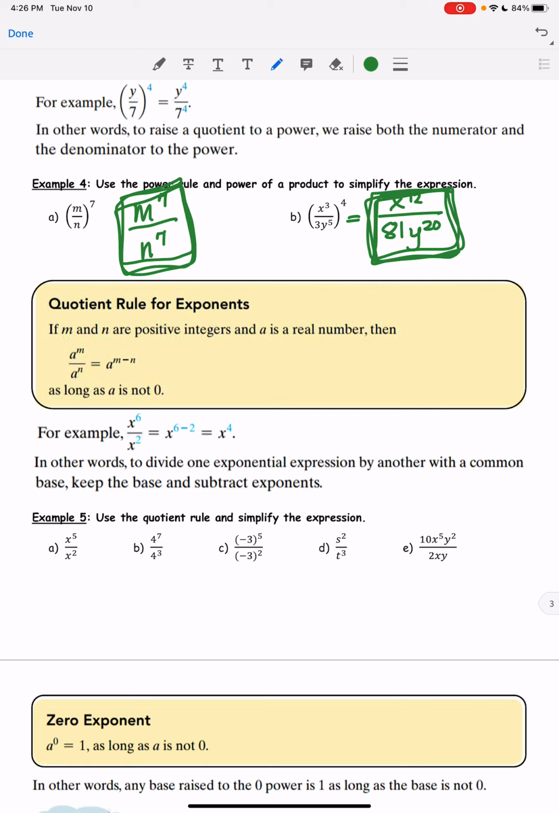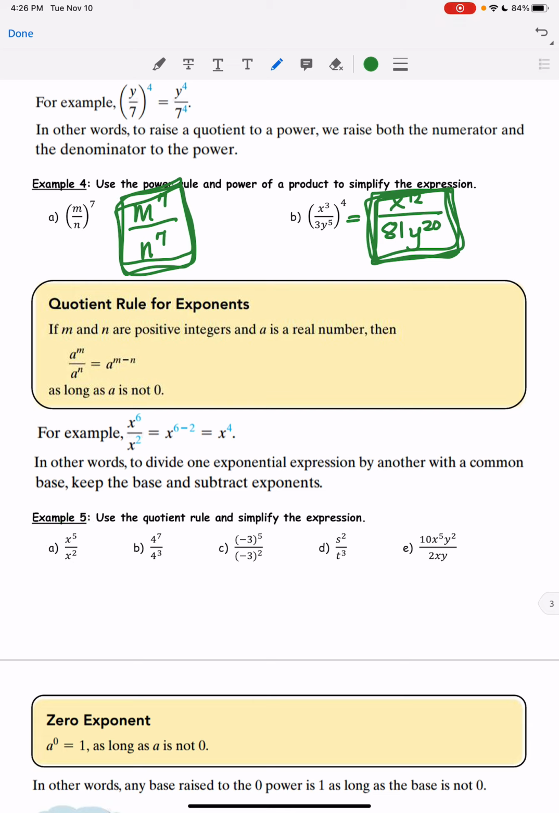You have a quotient rule for exponents. So if you have the same base, a on bottom, a on top, whatever those exponents are, we are subtracting. Okay, if you have something like x, well here, I'll just use this first example here.